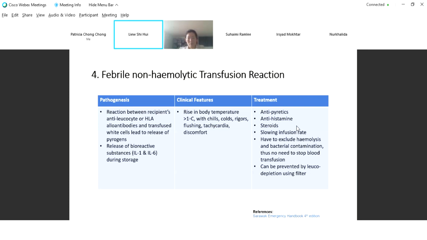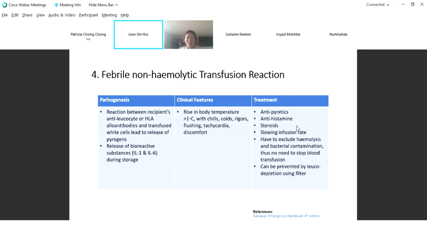So for the pathogenesis, it is actually the reaction between the recipient's anti-leukocyte or HLA alloantibodies and the transfused white blood cells, and they react and release pyrogens. They also release other kinds of bioactive substances like interleukin-1 and also interleukin-6, which lead to the febrile reaction.